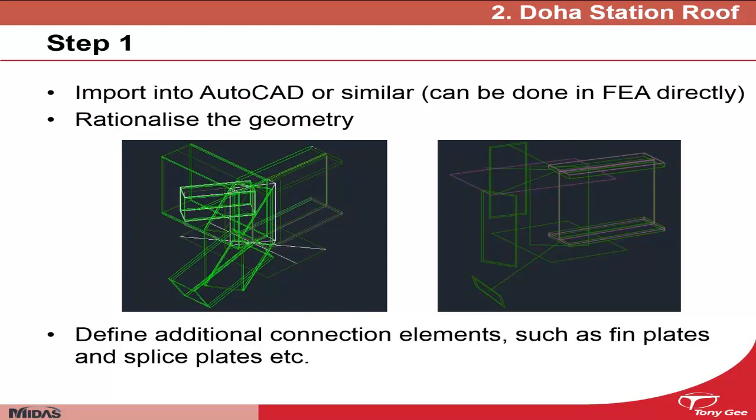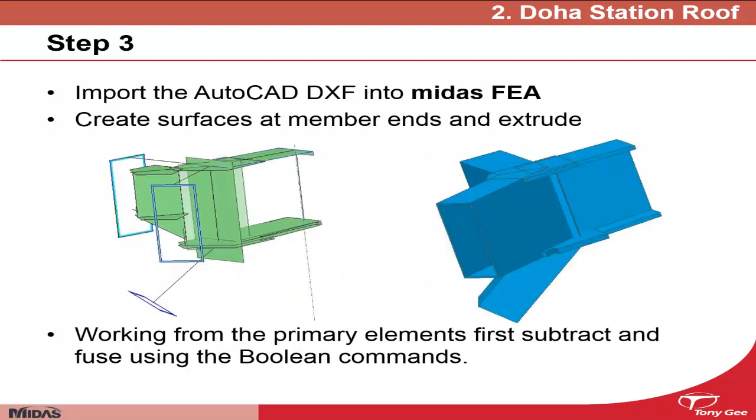Once we'd done that, we would then have a rationalized set of geometric data. We would have a series of rectangles or lines on the faces of the elements that we wanted to connect. We would have their center lines still from the MIDAS model, from the MIDAS output, and we would also have any connection plates that we wanted to add in as well. I would add that you could do all of that in FEA directly if you wanted to. You could just take the DXF output, pop it straight into FEA, no problem. We find it a little bit easier to play within AutoCAD and add in that step.